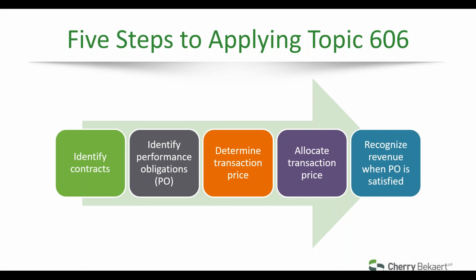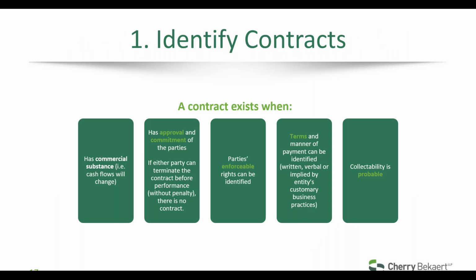Then you have to determine the transaction price, and then you allocate the price to the performance obligations, and then when those performance obligations have been satisfied, then you recognize revenue. Sounds pretty simple, right? Just want to talk a little bit, though, about some of the key changes within Topic 606. So the first step is you have to identify the contract.